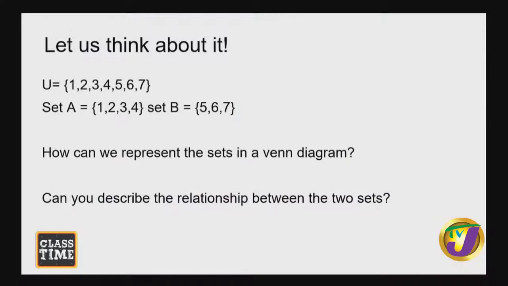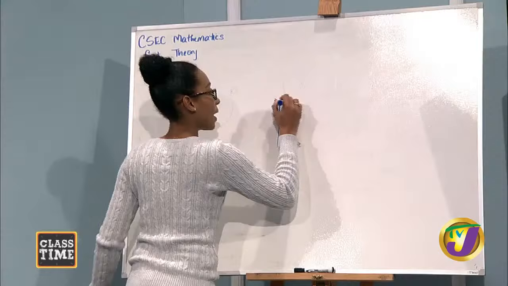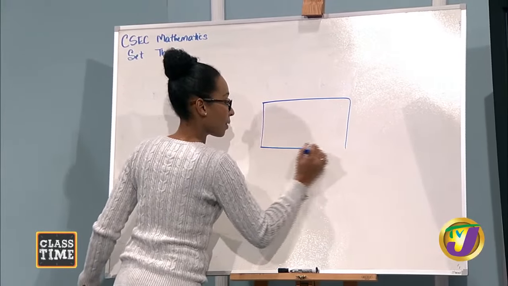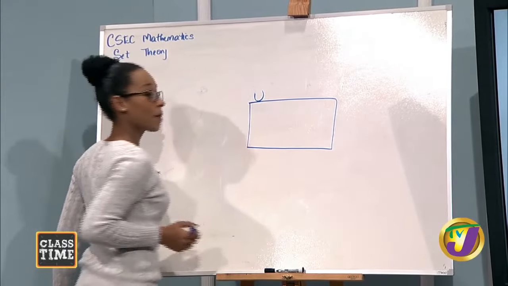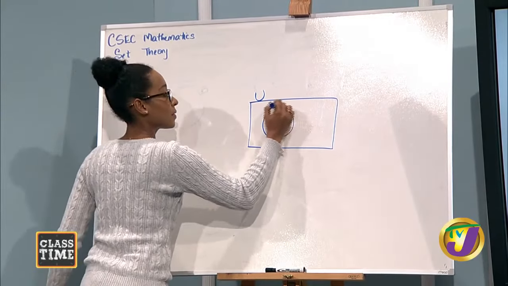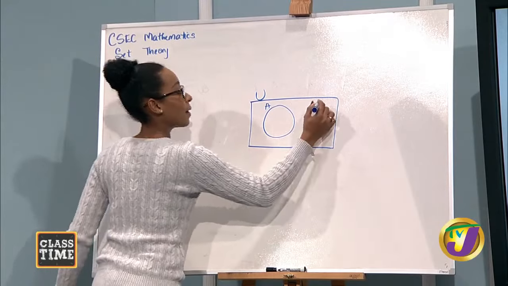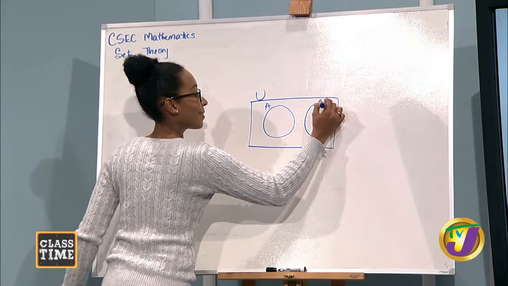And I hope you're following me. I'm paying attention. All right. We're going to see. Draw your second rectangle. I have your rectangle. Yes, I will label it U because that's my universal set. Then I have set A, a circle all by itself. Another circle on the right, do not overlap. Set B.